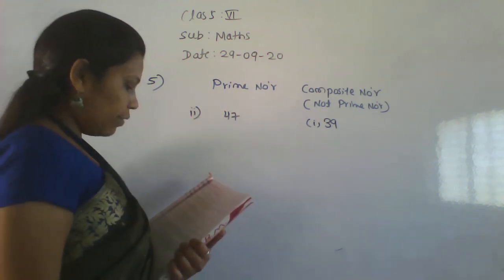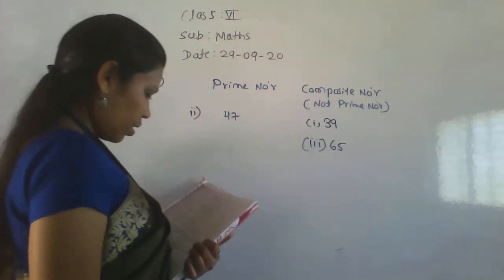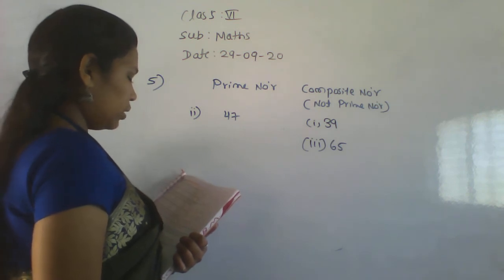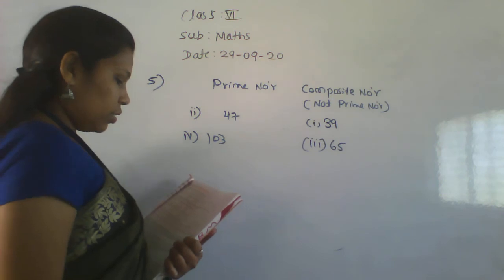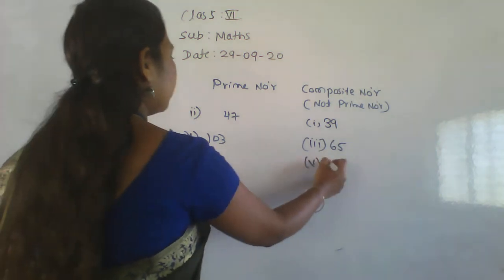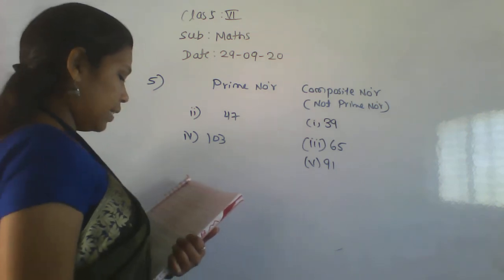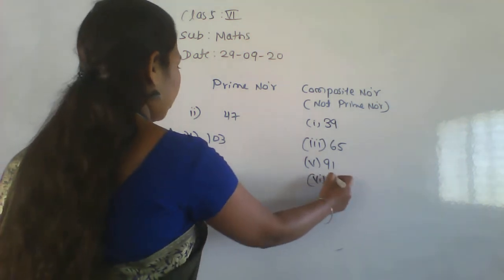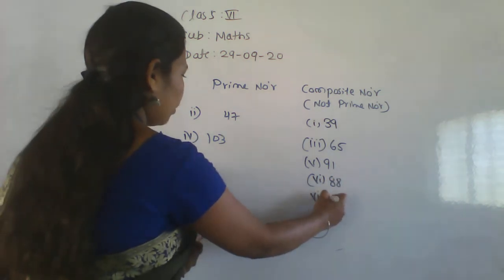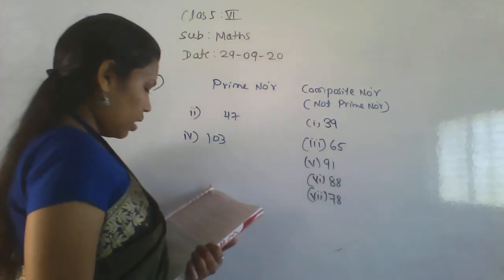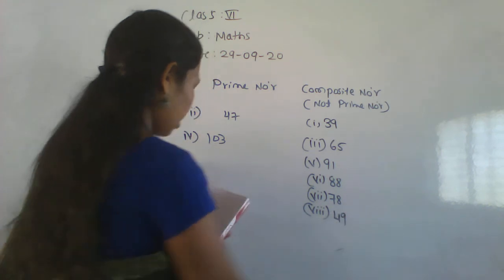After that, 65. 65 is a composite number. 65. 103. 103 is a prime number. 103. Next, the fifth one is a composite number because 13 sevens are 91. Next, 88. 88 is also a composite number. And the seventh one, also a composite number, 78. And 49. Yes, it's a composite number. 49 is a composite number.